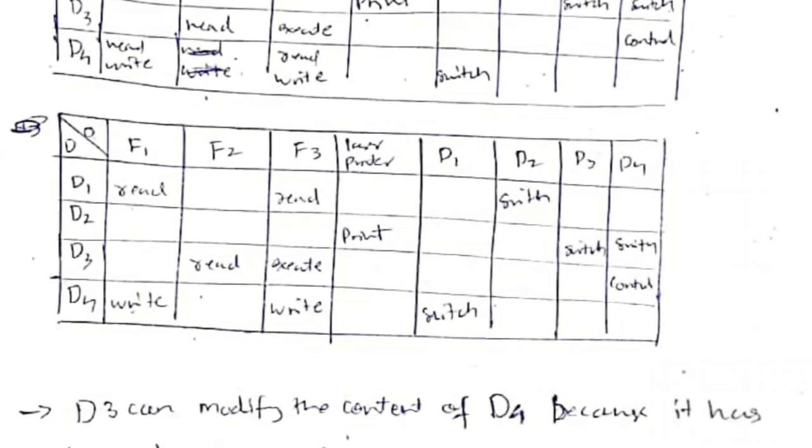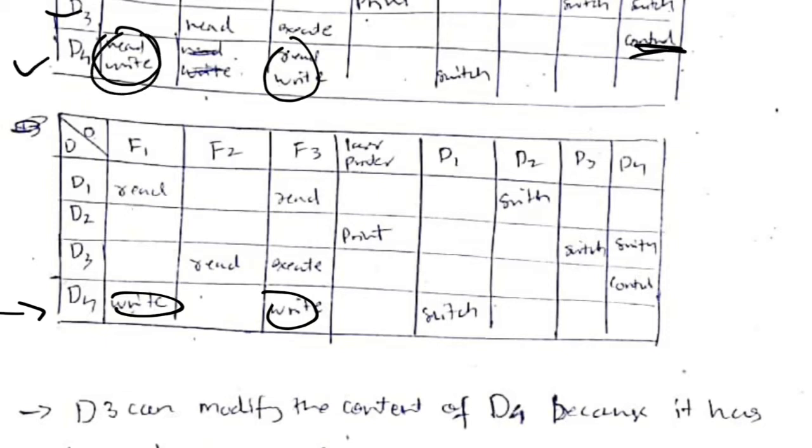So in our case, D4 had read and write here. See here, D4 has read and write in both of these cases, but in the second image we only have write here, because D3 has a permission to control D4. So it can modify the contents of D4.